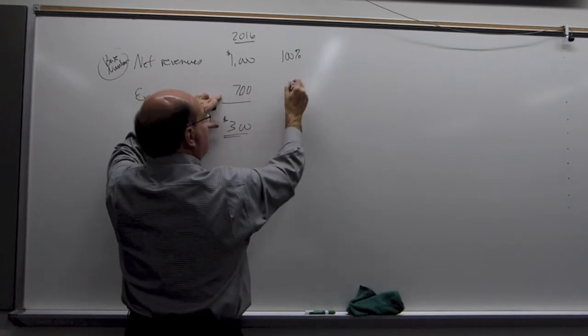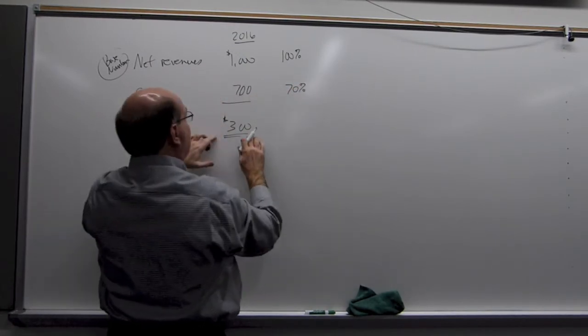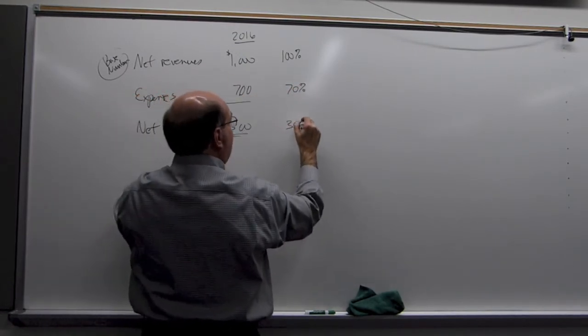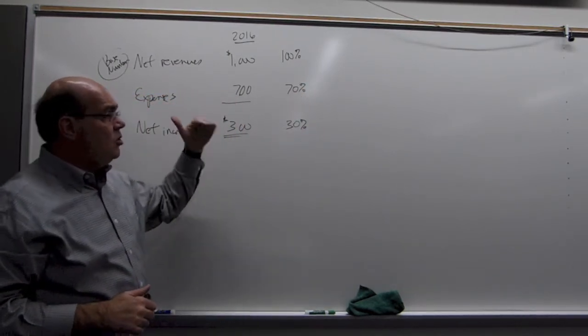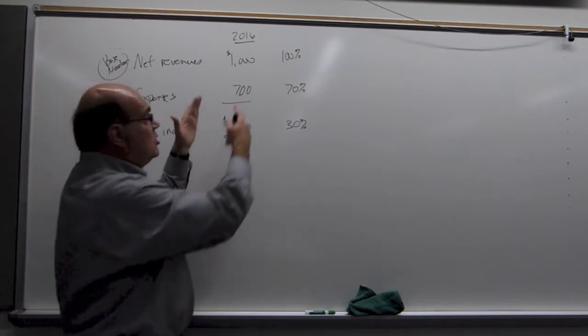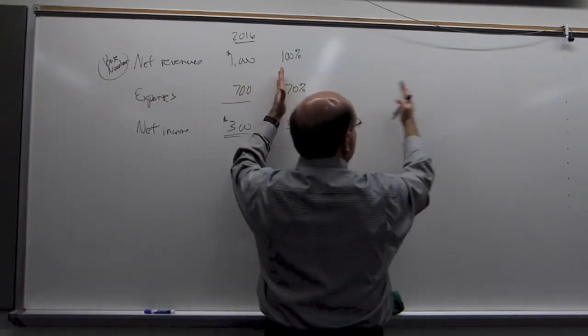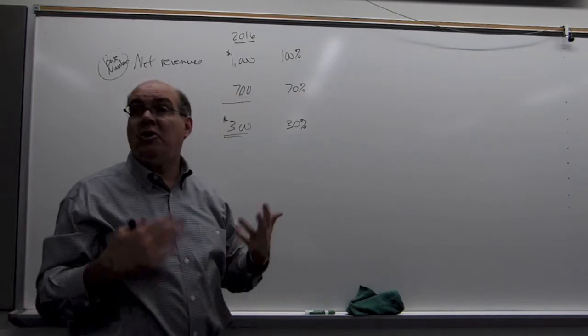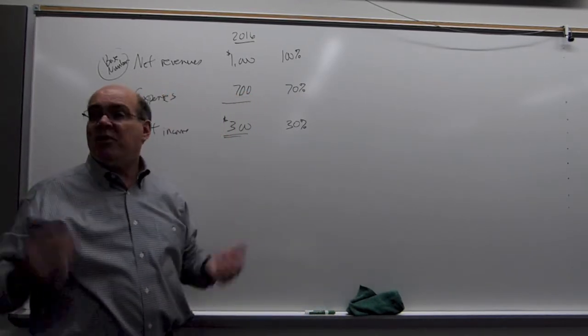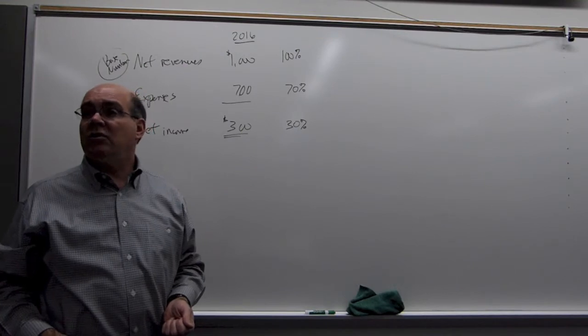70 divided by 1,000 is 70%. 30 divided by 1,000 is 30%. And the idea is if you did that vertically on an income statement, you could go through and see, especially if you did 2 years like this, you could compare these 2 years horizontally and you could see which percentages changed the most. And that would tell you where you needed to ask the question, what's happening? So it's a pretty handy tool.